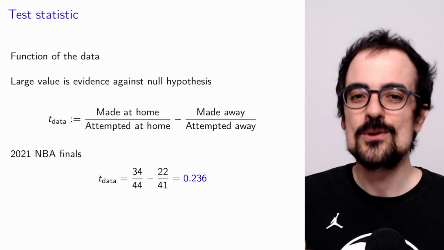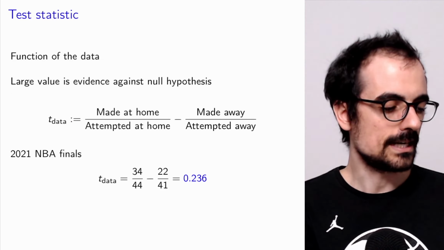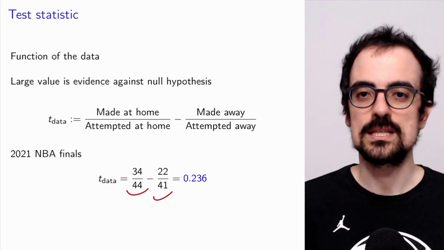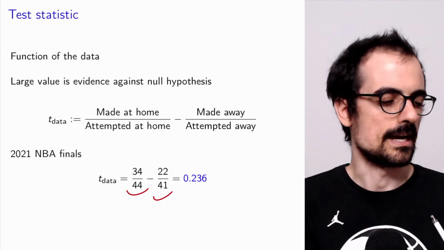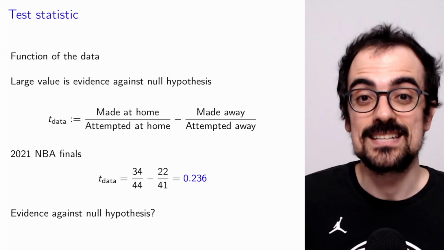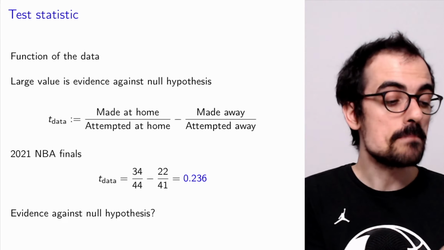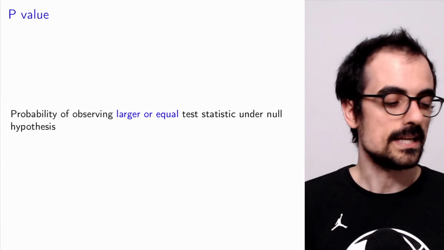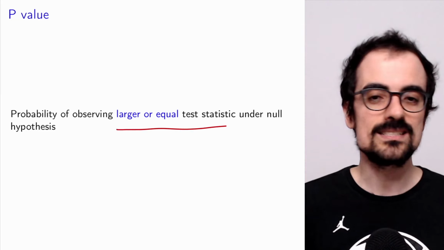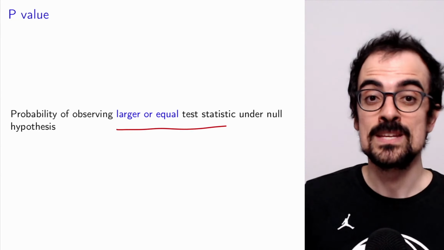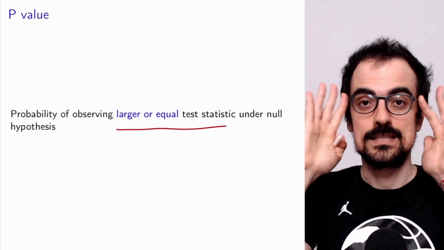Okay, so we look at data from the 2021 NBA Finals, and in those finals, it turns out that his home percentage was quite a bit higher than his percentage away. It was actually 23.6% higher. Is this evidence against the null hypothesis? To determine whether this is evidence against the null hypothesis, we compute a p-value from this data, from this test statistic, which is the probability of observing a larger or equal test statistic if the null hypothesis actually holds. If this probability is very low, then we will interpret this as evidence against the null hypothesis.